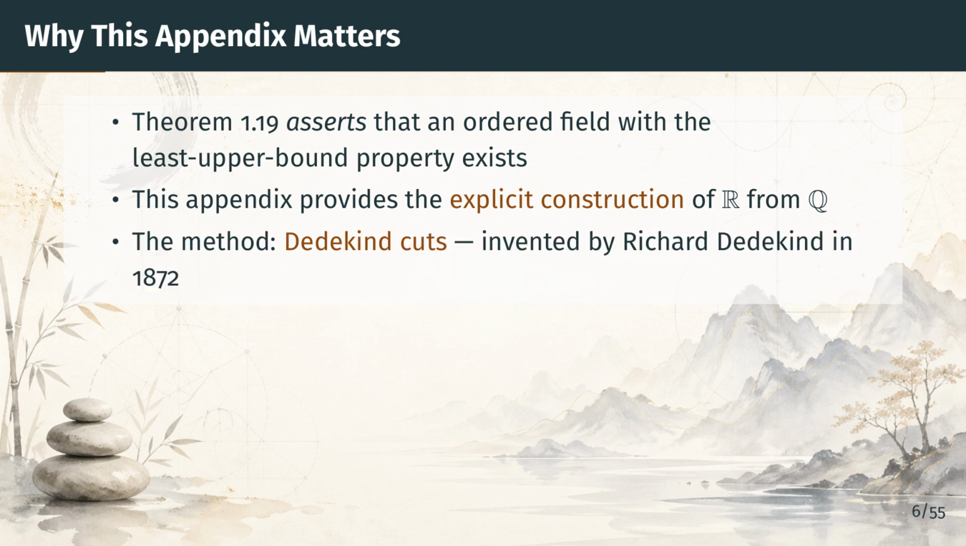The tool we use is called a Dedekind cut, named after the German mathematician Richard Dedekind, who published this construction in 1872. Around the same time, Georg Cantor independently gave a different construction using Cauchy sequences. Both approaches achieved the same goal, filling in the gaps of the rational number line. Let's see how cuts work.